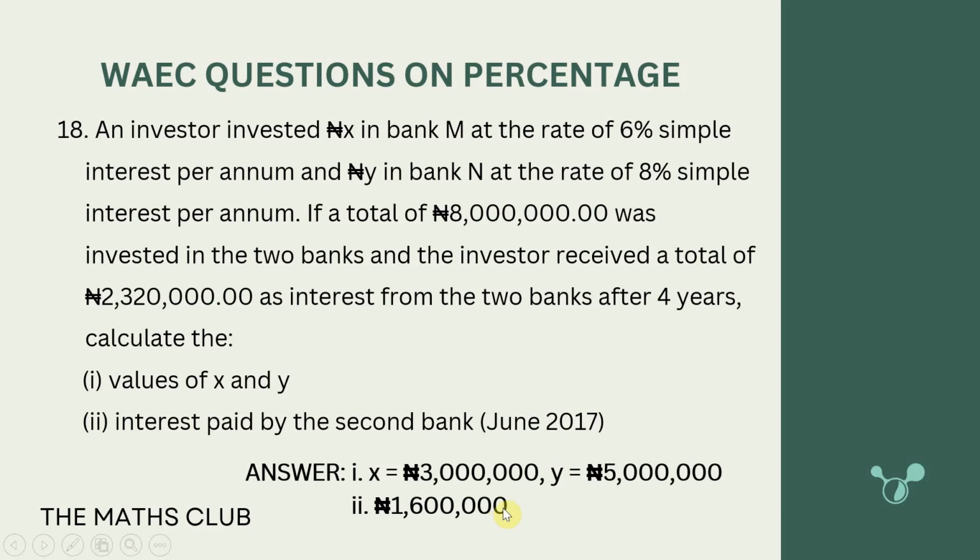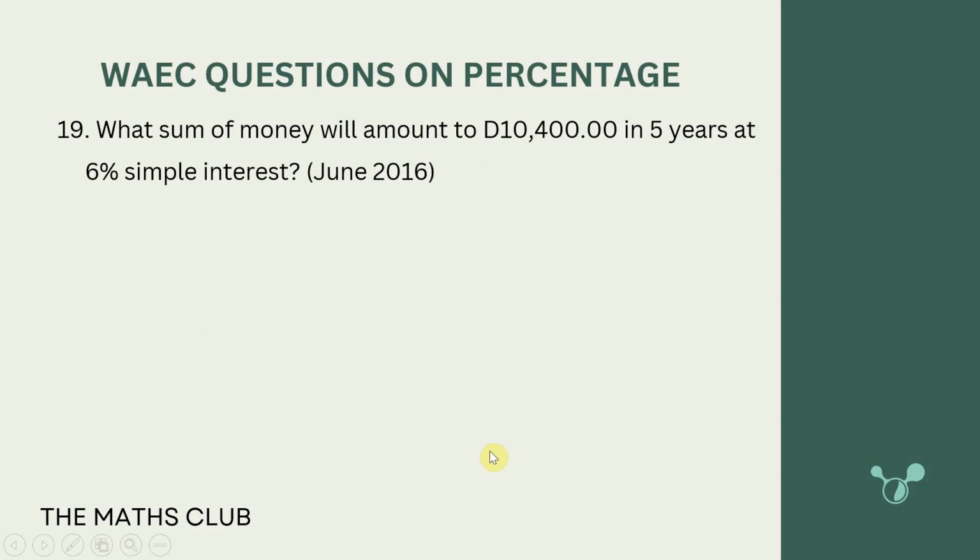Well done to us. The 19th question says, what sum of money will amount to 10,400, I don't know what this is, maybe it's dollars, in 5 years at 6% simple interest? Please solve this question. Welcome back. Let's solve it together.